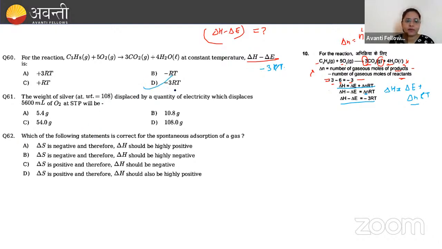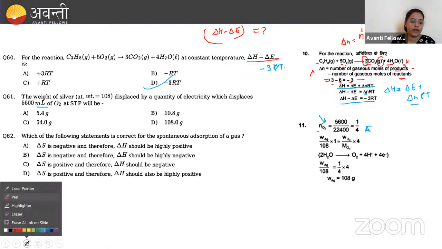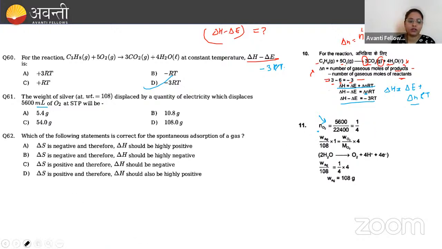Next, the weight of silver displaced by the quantity of electricity which displaces 5600 ml of O2 at STP. So how much weight of silver is going to be displaced? Consider the equation. 5600 divided by 22400 gives the number of moles of O2, which is 1 by 4. Using the electrolysis law, the weight of silver divided by molecular weight of silver multiplied by its number of moles is equal to weight upon molecular weight into 4.